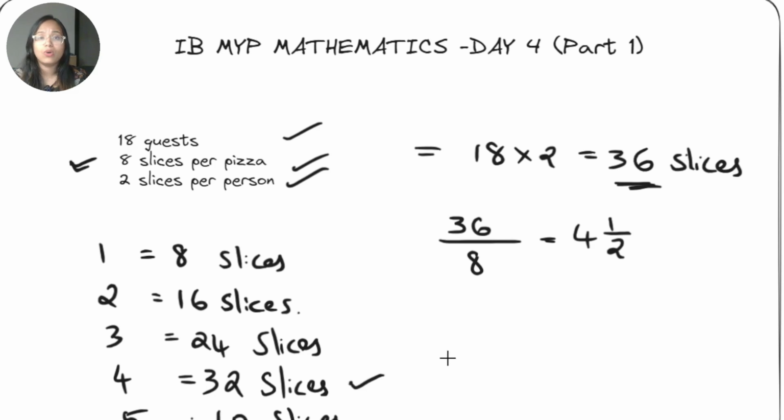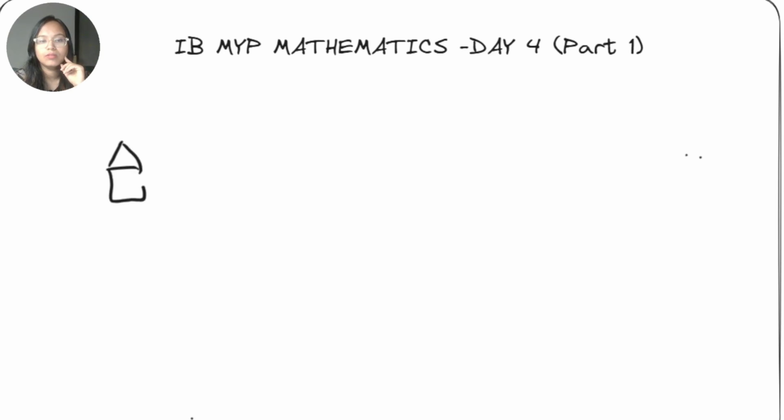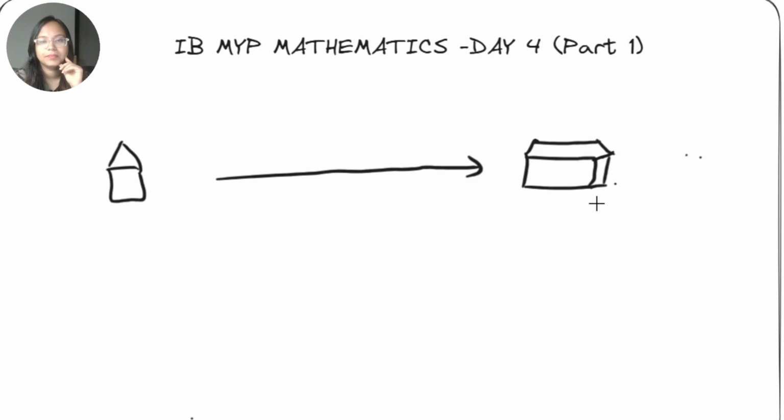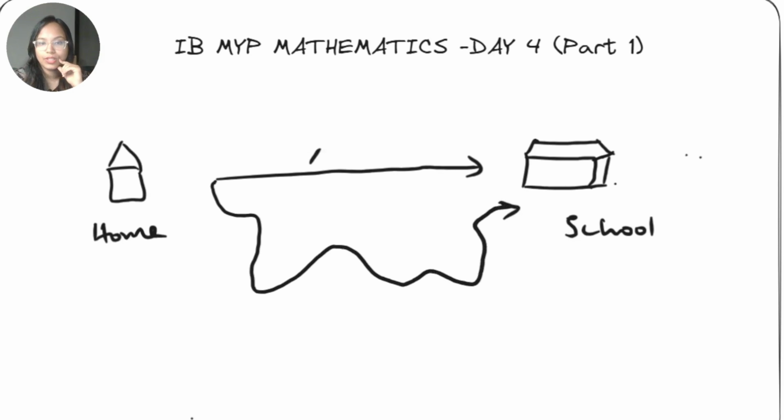Let's look at another example. Imagine you are traveling from your home to your school. So this is home and this is school. There are possibly 2 routes. This is route A and this is route B. Route A is shorter while route B is a little bit longer. Which route should you prefer?